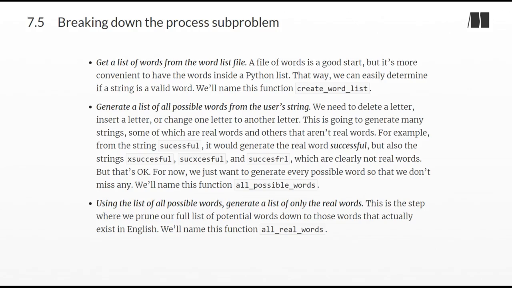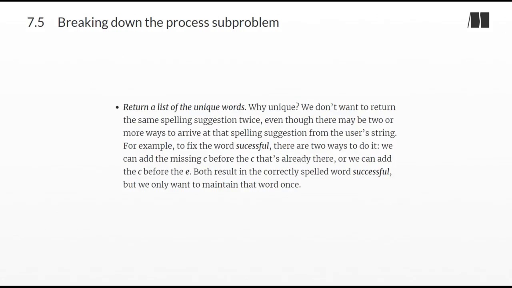Using the list of all possible words, generate a list of only the real words. This is the step where we prune our full list of potential words down to those words that actually exist in English. We'll name this function allRealWords. Return a list of the unique words. Why unique? We don't want to return the same spelling suggestion twice, even though there may be 2 or more ways to arrive at that spelling suggestion from the user's string.